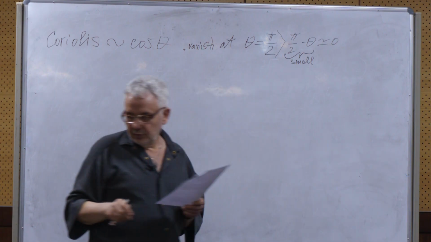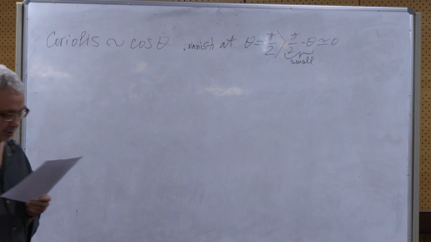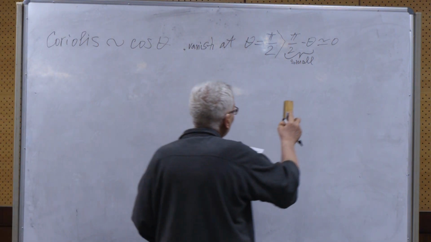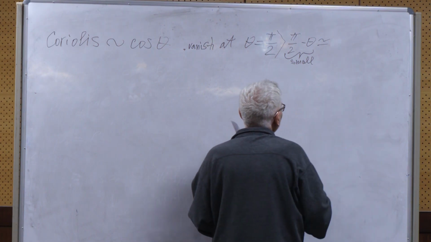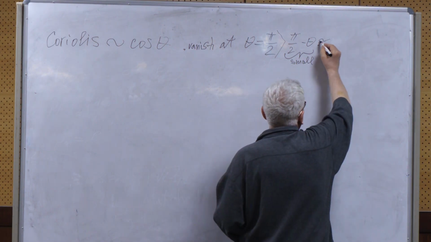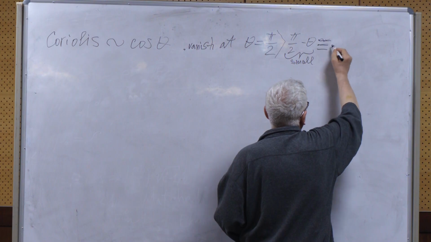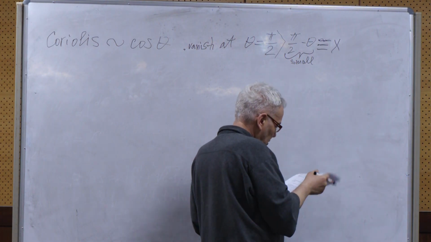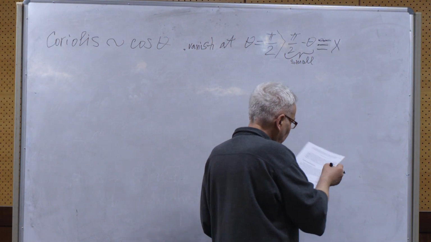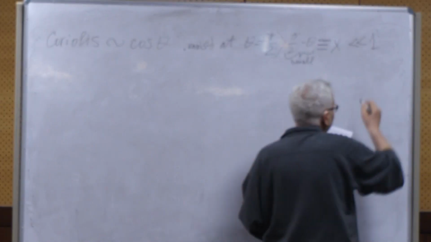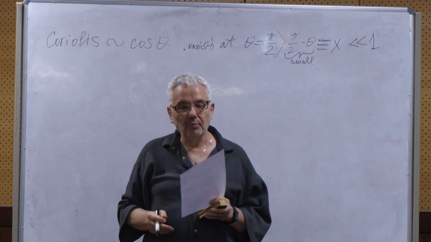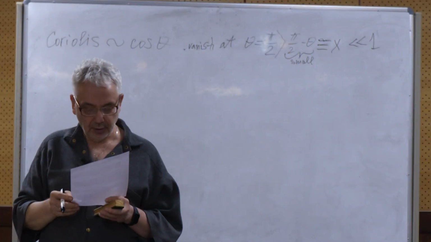Or maybe even better to write down that this relation, we mark it, let's define it like x, and in our case it's much less than 1. So we are staying in this combined boundary and shear layer.